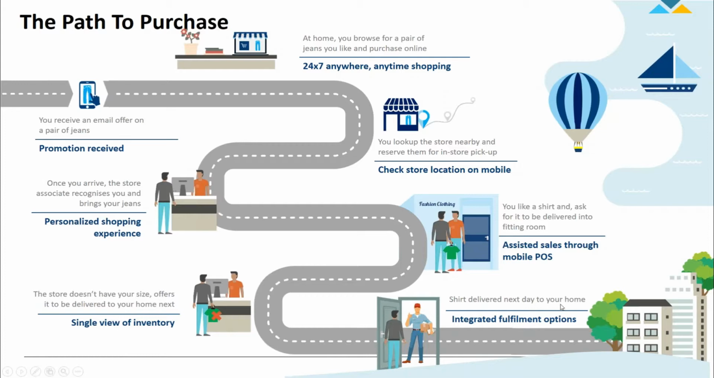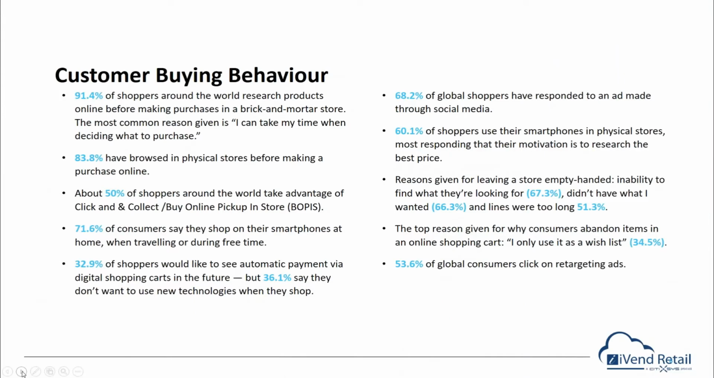So, shirt delivered to your home the next day. This is your fulfillment options over here, and your fulfillment may be involved with the mobile point of sale. We are going to do at least part of the fulfillment through iVend point of sale, but let's go and actually have a look at how this all works here.